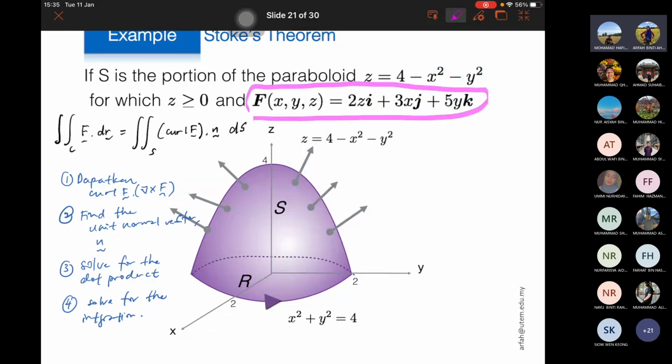Cuba dapatkan curl F dahulu. Try find curl F. Cuba buat.